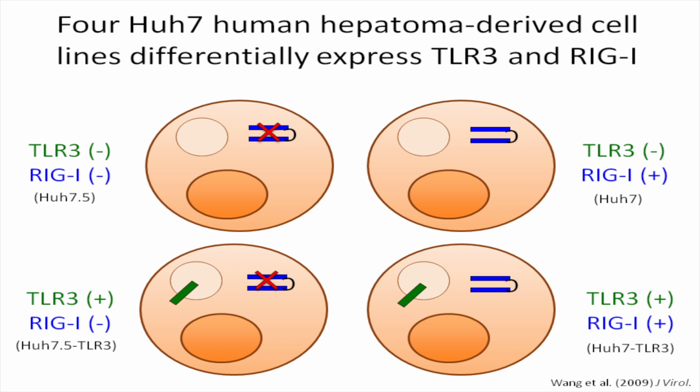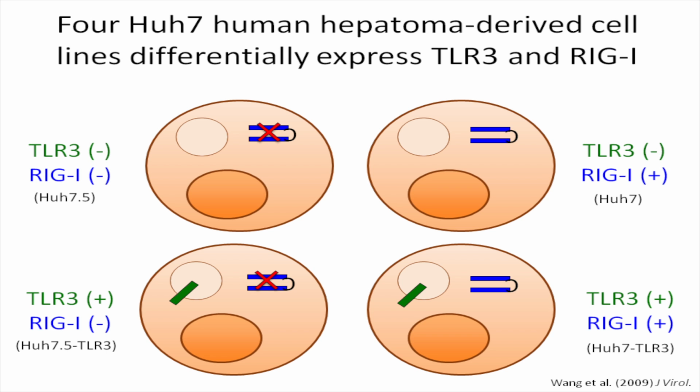And then we also obtained an Huh7 cell line overexpressing TLR3. So these cells are effectively double positive for TLR3 and RIG-I. So these are the 4 cell lines with all the possible combinations of the 2 known sensors of HCV that we were using in our studies.